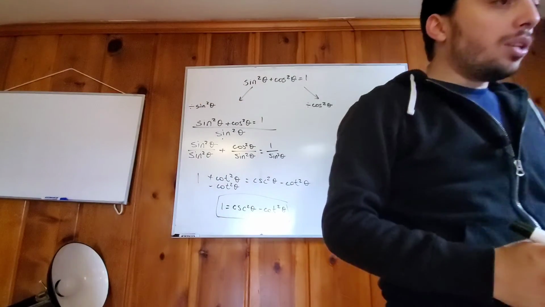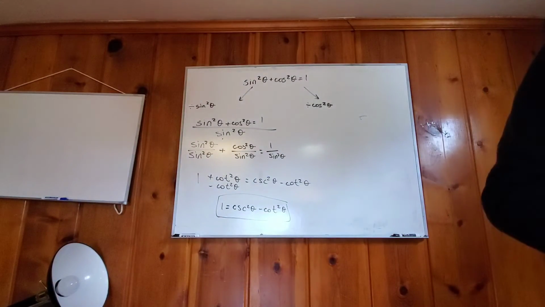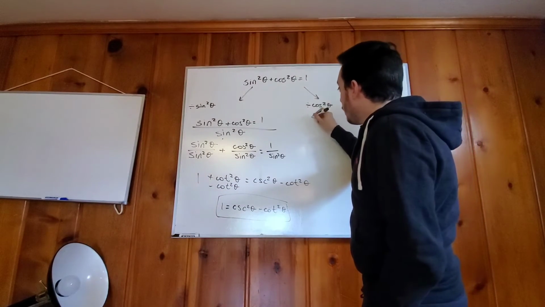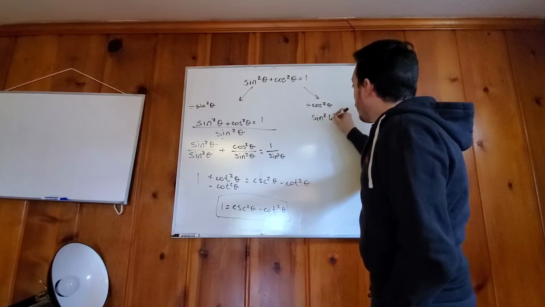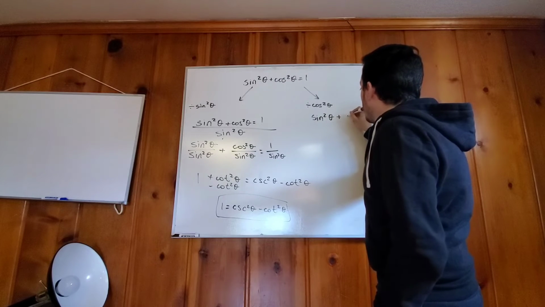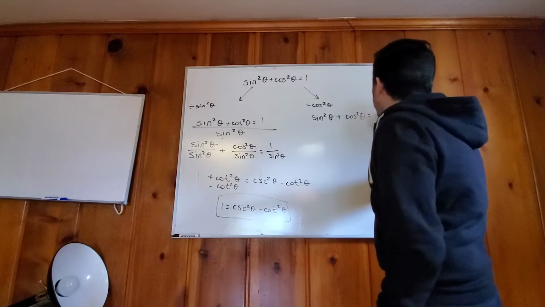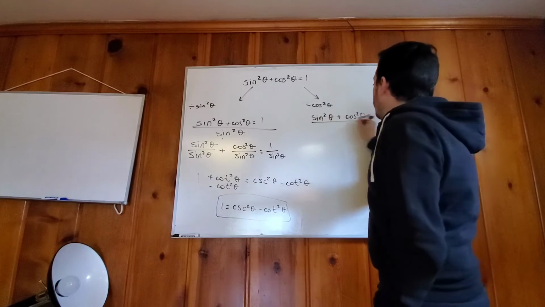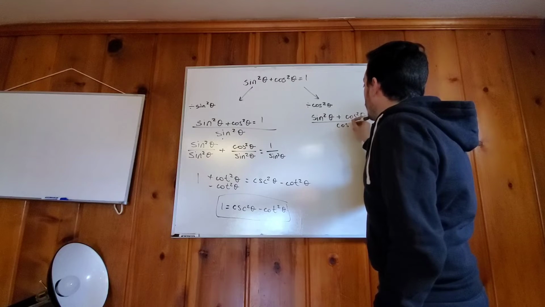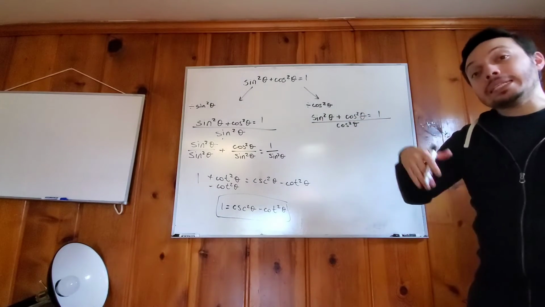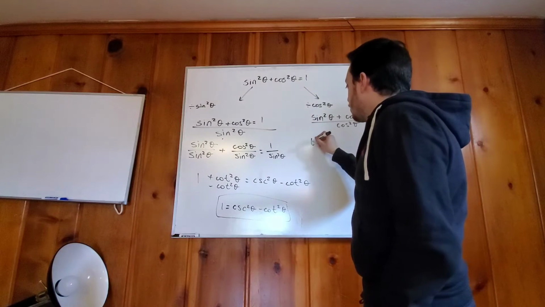Yay! Just making sure I have it right. And then the second one, we're going to do the same thing. Sine squared theta plus cosine squared theta equals 1. Then we're going to divide the whole thing by cosine squared theta. Sine over cosine is going to be tangent, regular tangent.